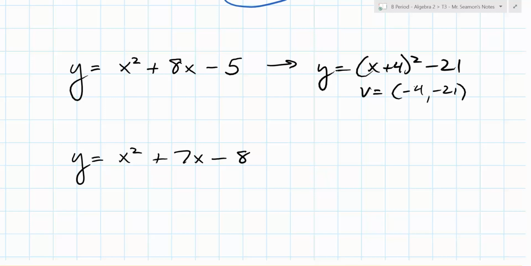Can I have a marker? Chris, can you grab me a marker and do that? Okay, just kidding.